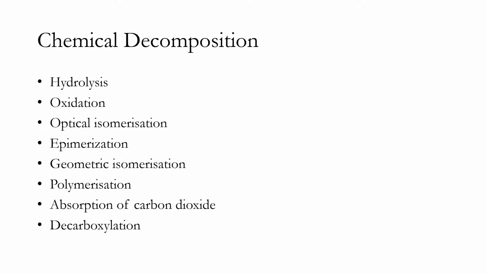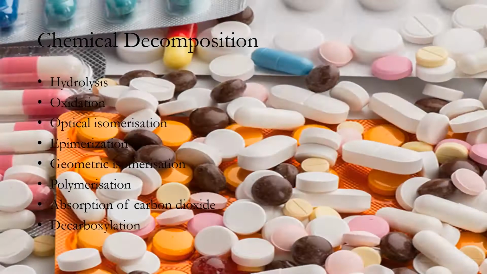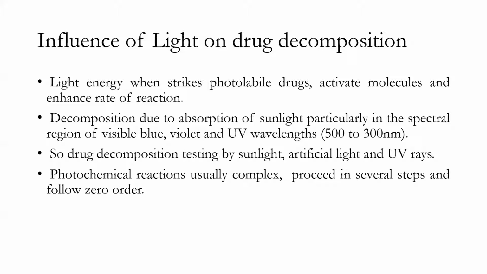But in case of chemical decomposition, hydrolysis may happen, oxidation, optical isomerization, epimerization, geometric isomerization, and polymerization can happen during transportation and during the storage condition of the API, as well as absorption of carbon dioxide, and sometimes decarboxylation can happen. Due to these types of reactions, chemical decomposition of that API, that drug product, may happen, and this reduces the shelf life.